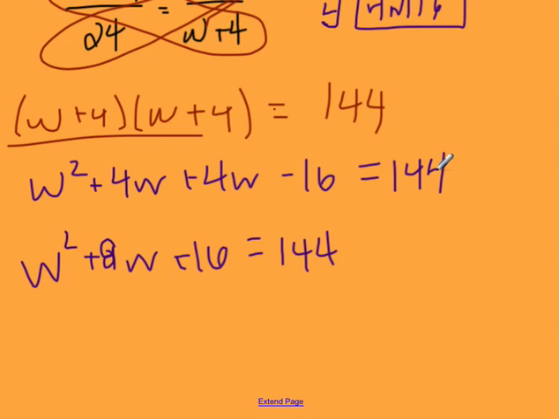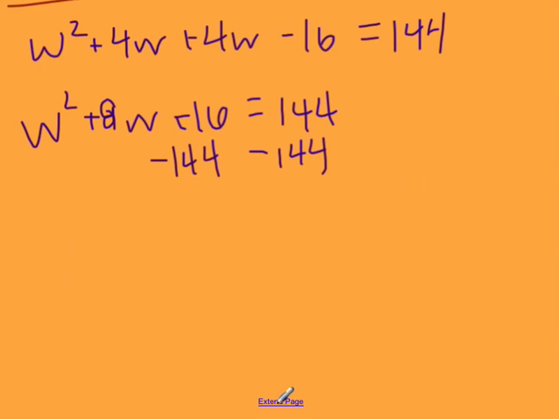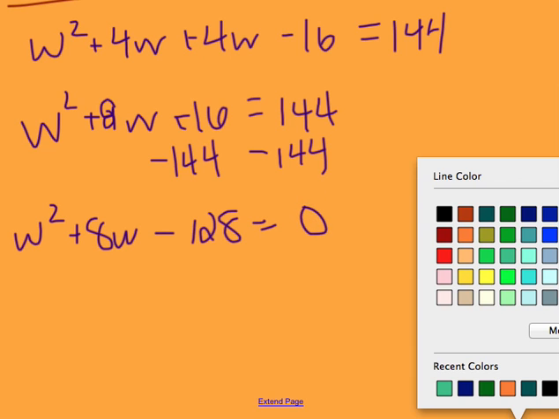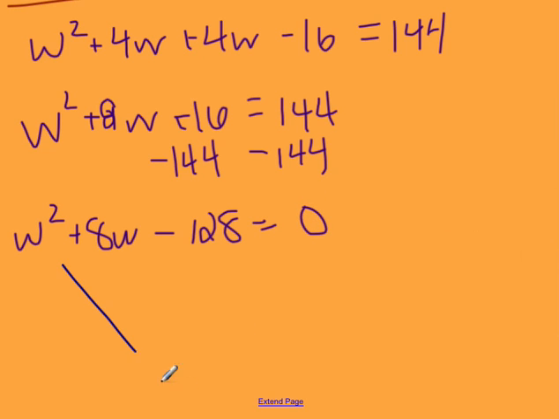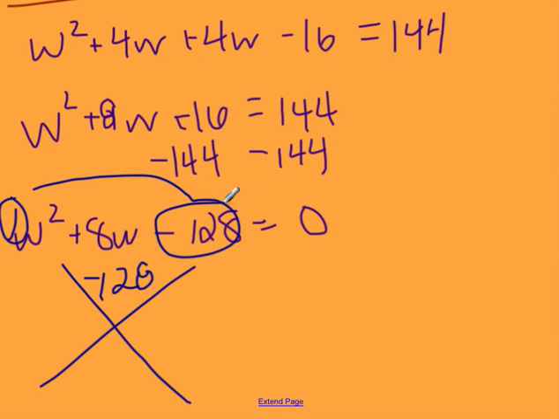Back in algebra, in order to solve quadratics, we use two methods. We either use factoring or the quadratic formula. So let's try factoring first. In order to use factoring, we have to have 0 on both sides. So I'm going to subtract 144 from both sides. Then I get W squared plus 8W minus 128 is equal to 0. So now I need to set up my x. I'm multiplying to a negative 128. You get that by taking this number, which is a 1, times the last number, and that gives you a negative 128. So we're multiplying to a negative 128 and adding to 8.